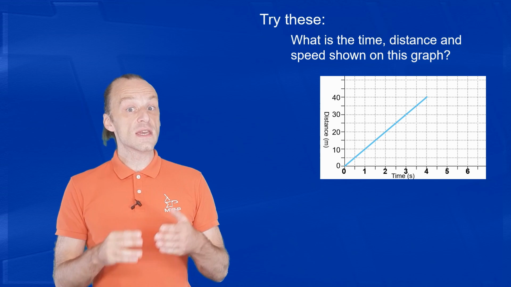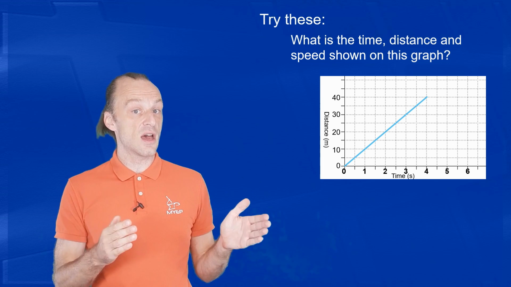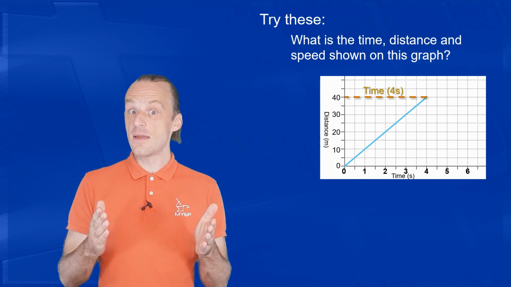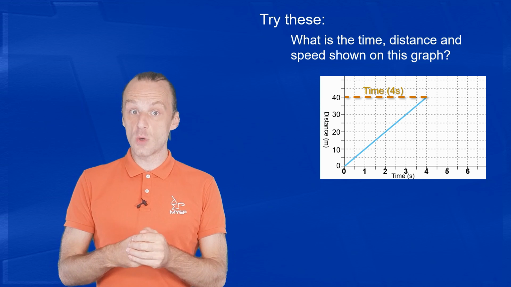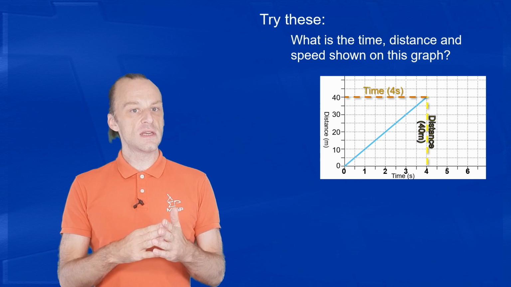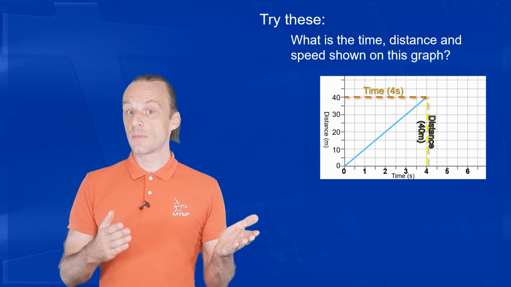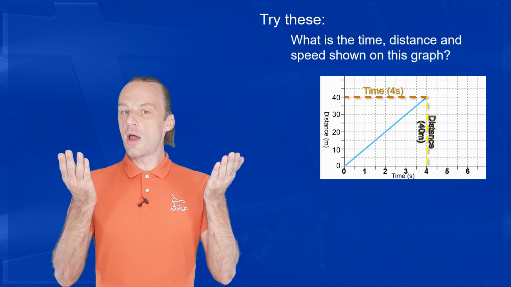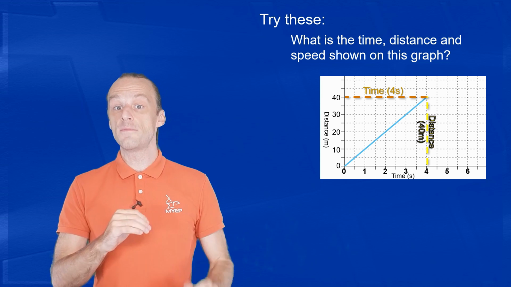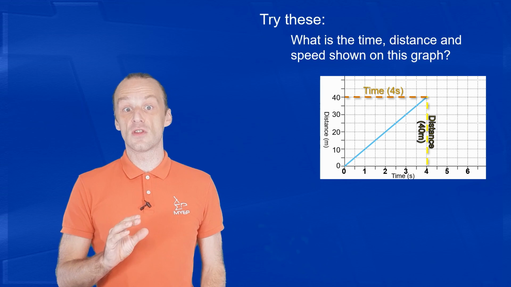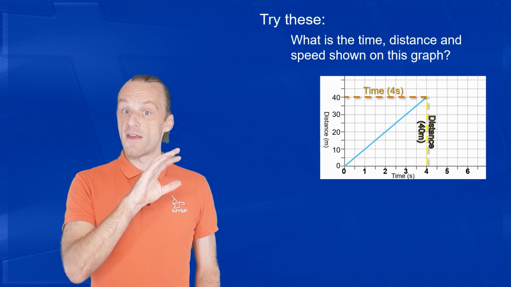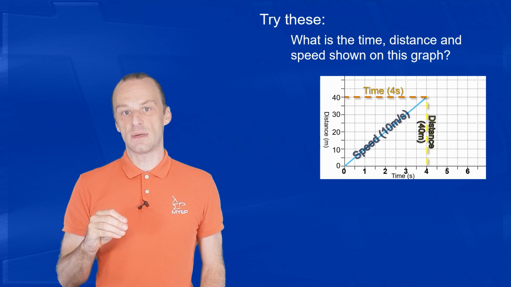On the graph, we can see that the line stops when the time is at 4 seconds on the x-axis. And at that time, the line has risen to 40 meters on the y-axis. So the object traveled 40 meters in 4 seconds. We take that 40 meters rise and divide it by the 4 seconds, that's rise over run, and that gives us the gradient of the graph, which is the speed. So the speed is 40 divided by 4, or 10 meters per second.